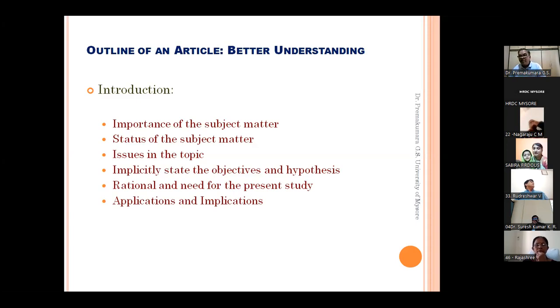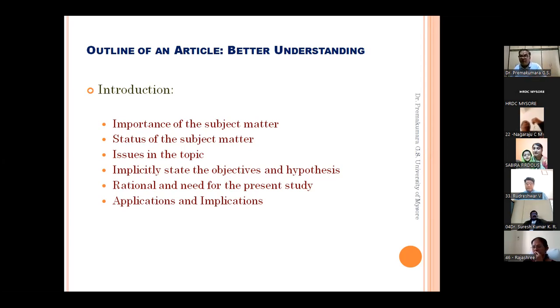And how can you write the hypothesis? The study also intends to prove that in India, inequality among the states is increasing. Yes, finished. So you have to write the objectives as well as the hypothesis implicitly. For a research article, one objective and one hypothesis are sufficient. You need not write two or three objectives or hypotheses. One objective, one hypothesis, written implicitly.